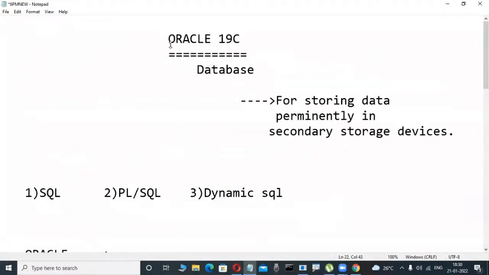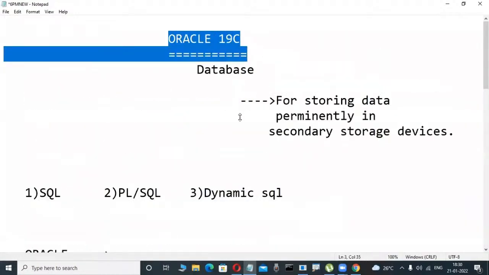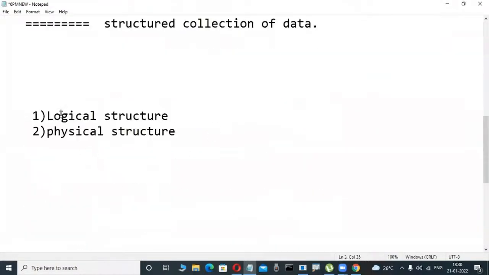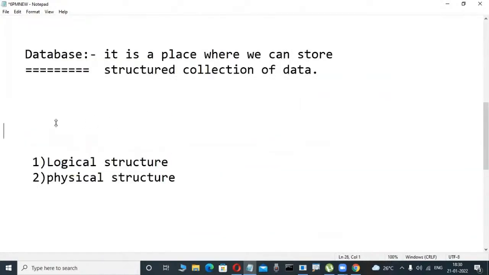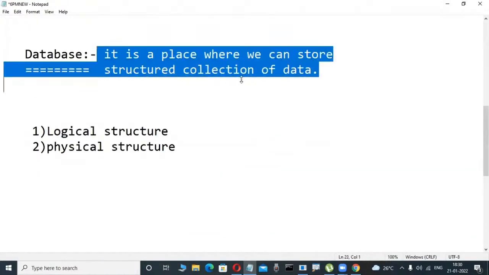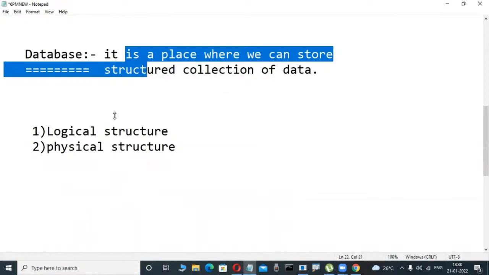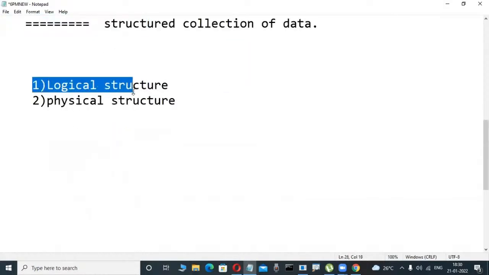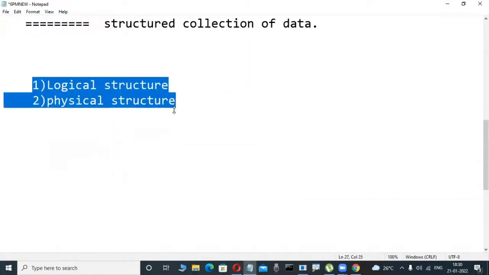But whenever we are installing these types of software, two types of structures are there. One is logical structure. Another one is physical structure. This definition I am not explaining today; you will understand it one of these days. Now observe it. First, two types of structures are there: one is logical structure, another one is physical structure.